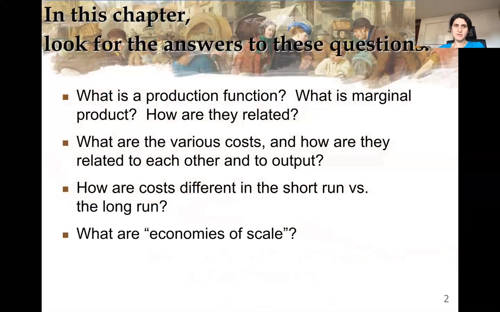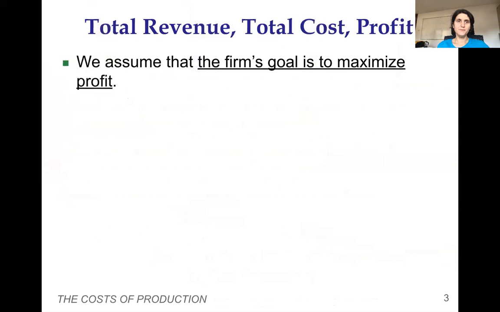So in this chapter, we are going to look at what the production function is, what the marginal product is, how they are related, what the various costs are, and how they are related to each other and to output, and how costs are different in the short run versus in the long run. We're going to look at what the short run is, what the long run is, and what the economies of scale are.